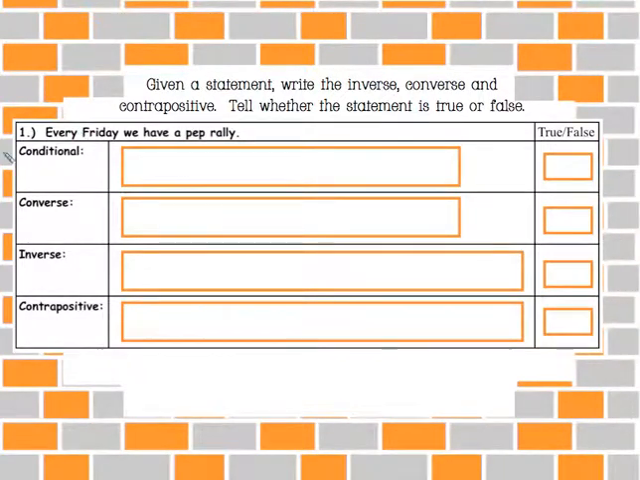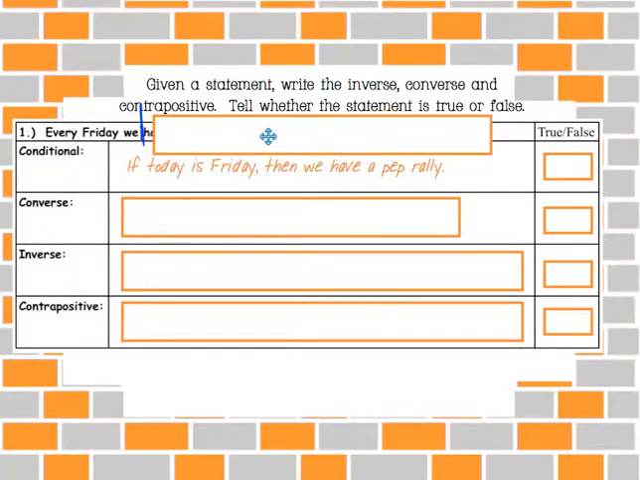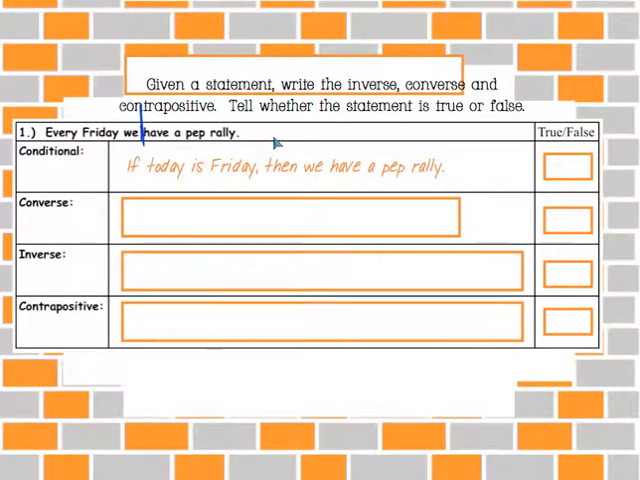All right, so every Friday we have a pep rally. So split it right here. Let's write that in if-then form. First has to be Friday, then we know we have a pep rally. So if today is Friday, then we have a pep rally. Now we decided that was false because, for example, last week we had one on a Thursday.